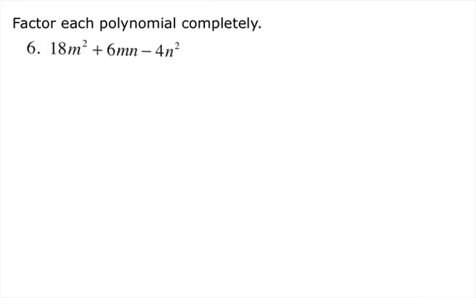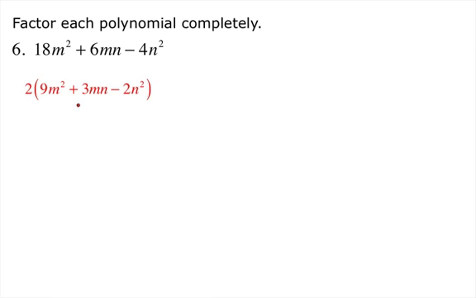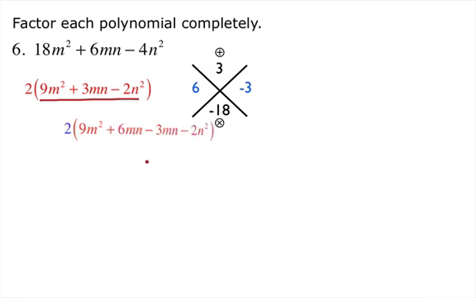So here's number 6. Before I begin to factor number 6, I notice that they all have a common factor of 2. So I pull it out. Now, this is the trinomial in which I'm going to apply the X method. So I have 3 and then negative 18. Two numbers that satisfy those two conditions, the sum and the product: 6 and negative 3. Now I'm going to express this trinomial as a polynomial with 4 terms, so I can apply grouping.